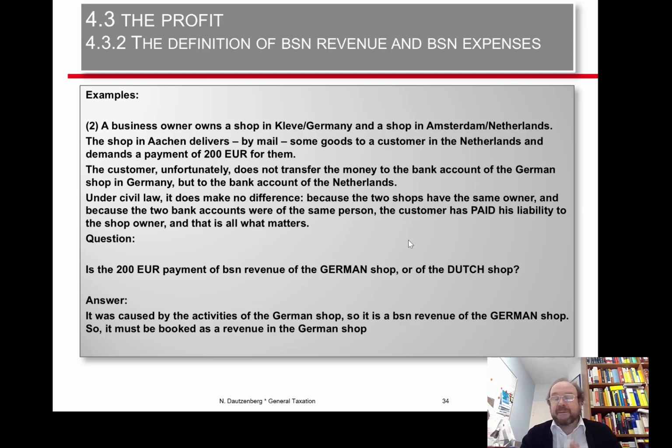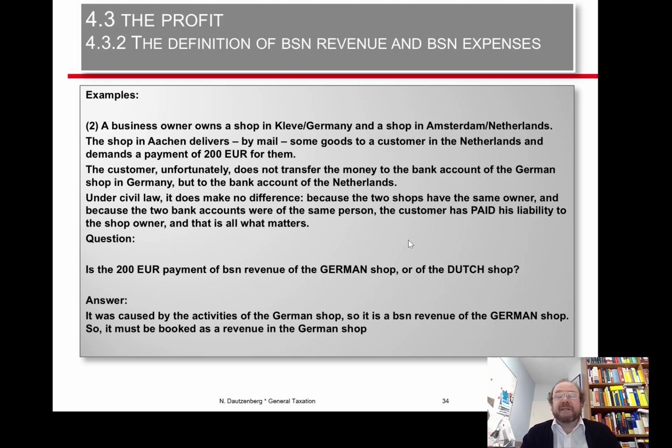Under civil law that makes no difference, because you paid money which you owed to the owner of the shops to a bank account of the owner of the shops. Where that bank account is does not play a role. You were obliged to give 200 euro to the owner of the shops. You did it, so you paid. Now the owner of our shop is left with a problem. Is the 200 euro payment a business revenue of the German shop where the job was made and the goods were made, or of the Dutch shop where the money ended up?